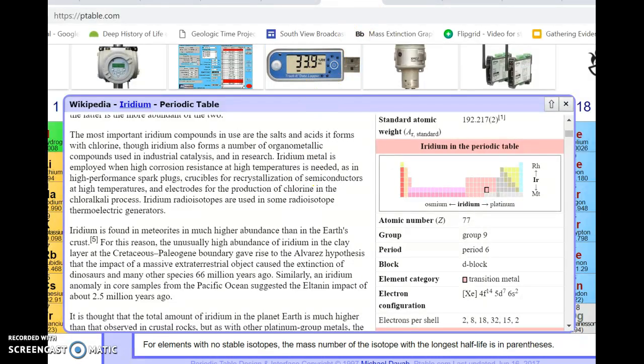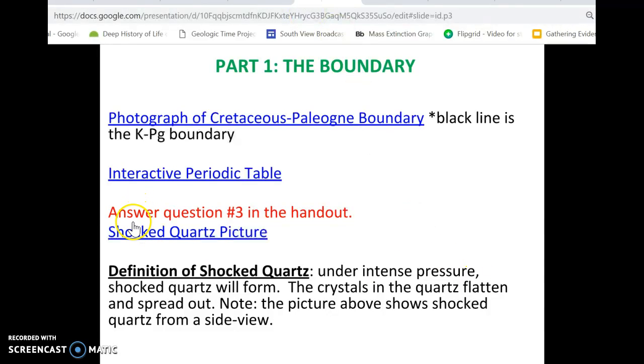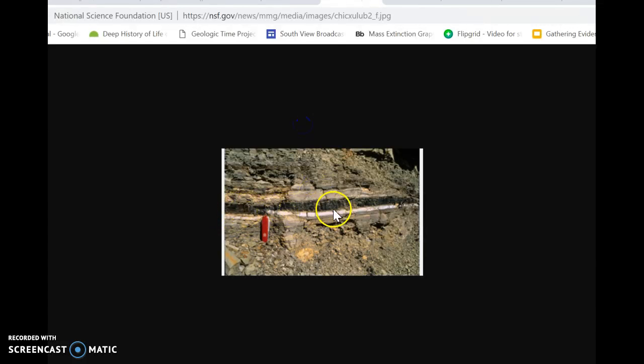All right, so now what we're going to do is, it tells me to answer question 3 in my handout. So if you look at question number 3 on page 20, it says, what does the identification of the element iridium help us determine about what happened at that boundary? So again, if I go back to this picture, having such concentrated amounts of iridium tells scientists that there must have been something there that actually made all that iridium, that put it all there. And because it's in a layer and it's super concentrated, scientists can conclude that this iridium must have come from a meteor.